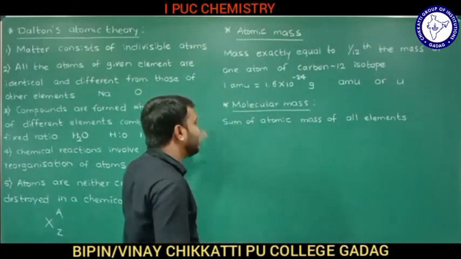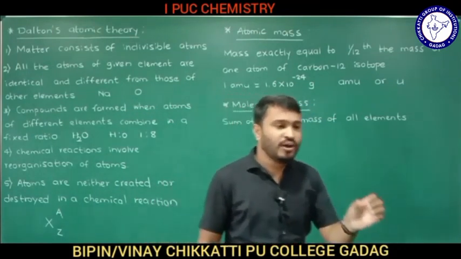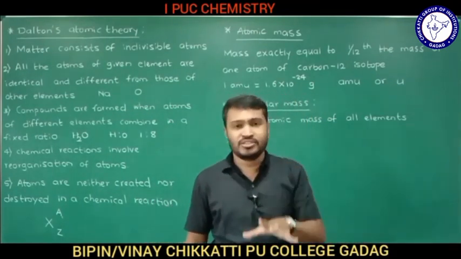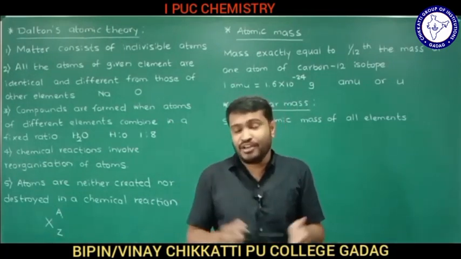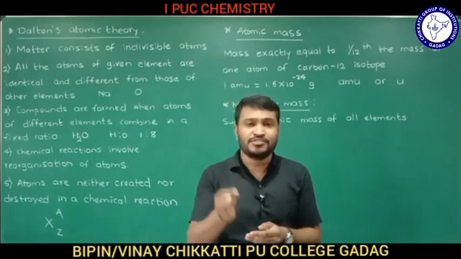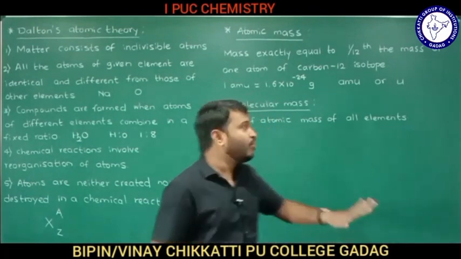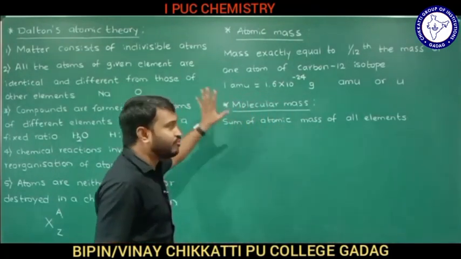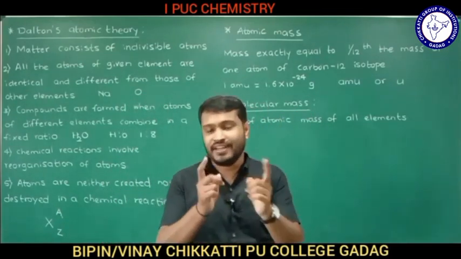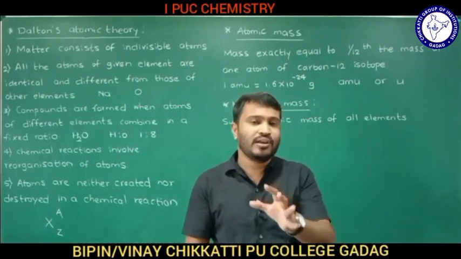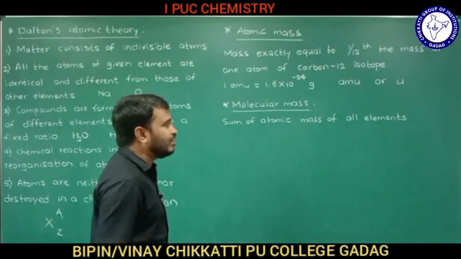Known concept here: sum of atomic masses of all elements. We know that one molecule is made up of more than one element, and if you go on adding the atomic masses of each and every element present in that particular compound or molecule, that we call molecular mass. We have to add the atomic masses of the different elements, and then we get the molecular mass. So now with examples we'll see how to calculate the molecular mass.